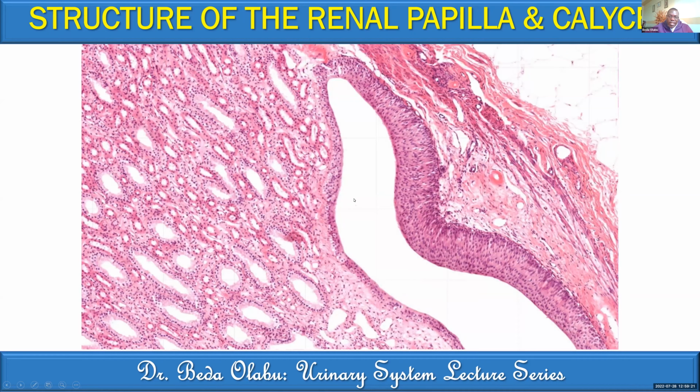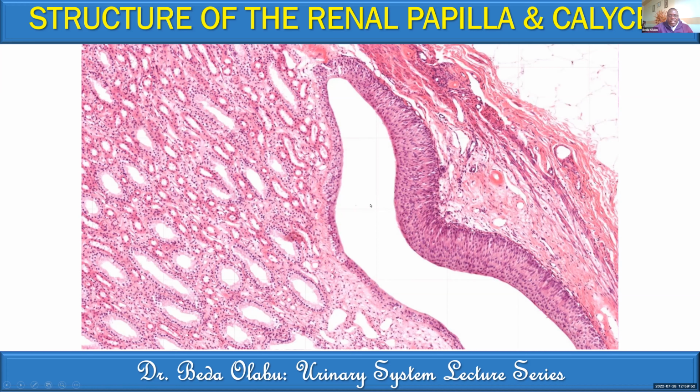Now, the minor calyx will be lined by a unique type of epithelium, which we call the transitional epithelium. But I want us to talk about transitional epithelium in lecture 4 of the urinary system, where we're going to talk about the urinary passages. So for now, just understand that the epithelium that lines the calyceal system is transitional epithelium, or what you call urothelium, but its structure we'll discuss in the next one.